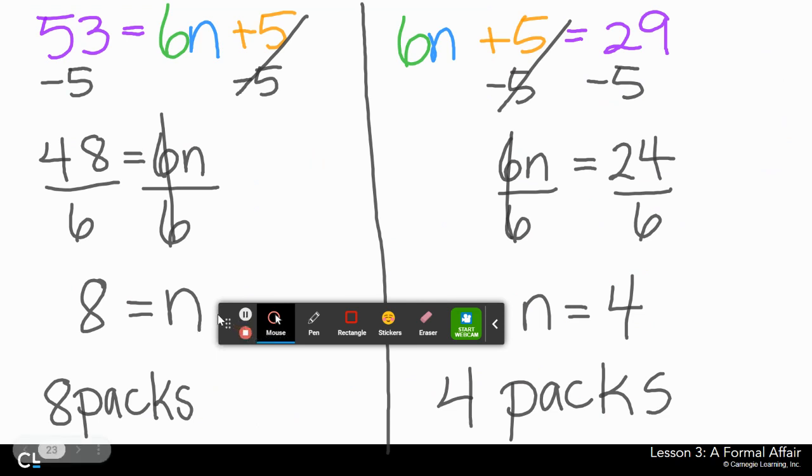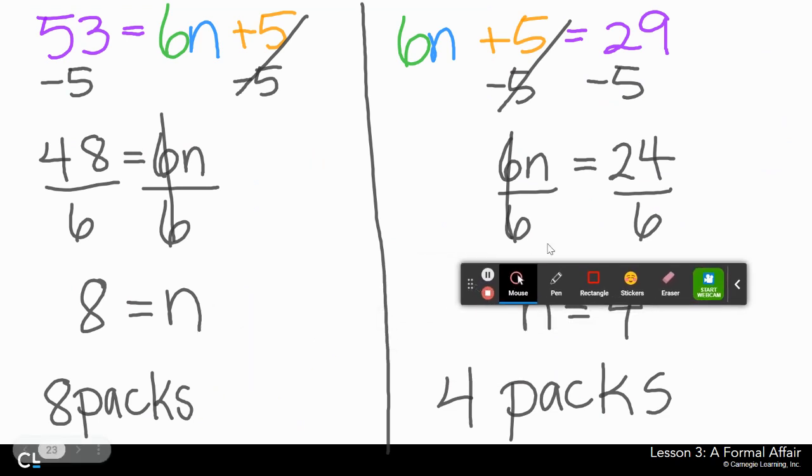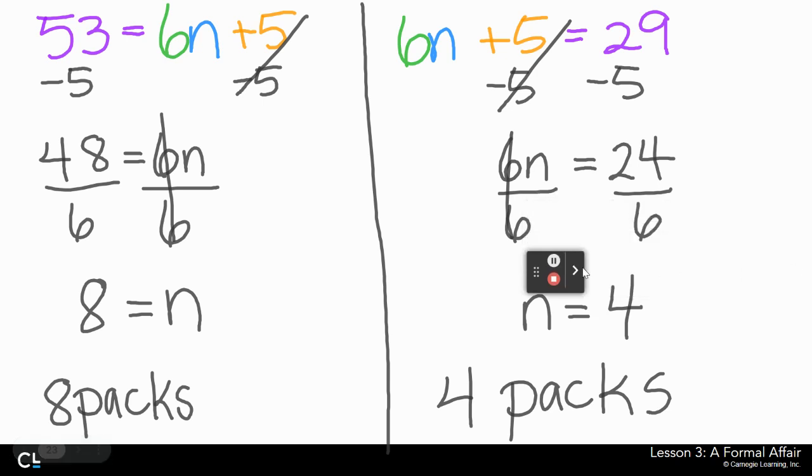On the left side, you can see I solved, how do I move this? There we go. I solved if the total was 53, and I found that when I subtracted 5 from both sides, then divided by 6, that meant that she paid for 8 packs. Then on the right side, I did the same thing. I subtracted 5 from both sides and then divided by 6 and found that she had ordered 4 packs to give her a total of $29. If you need a second to get this work down, go ahead and pause here.